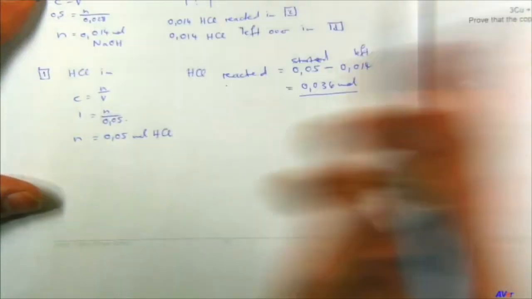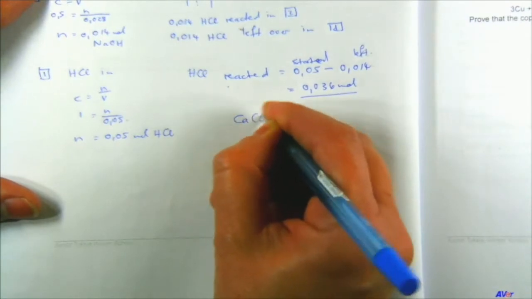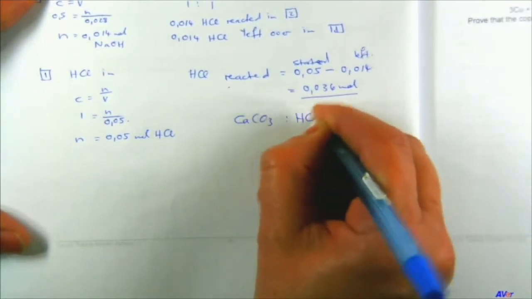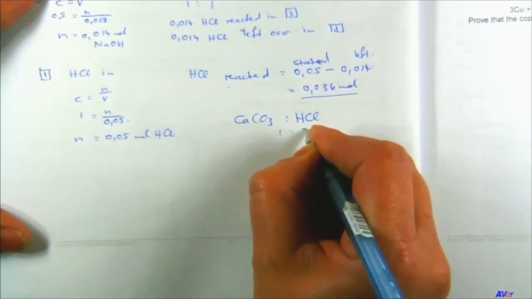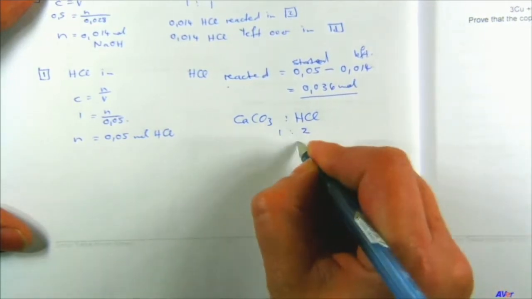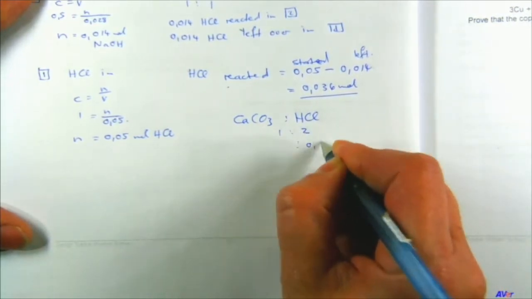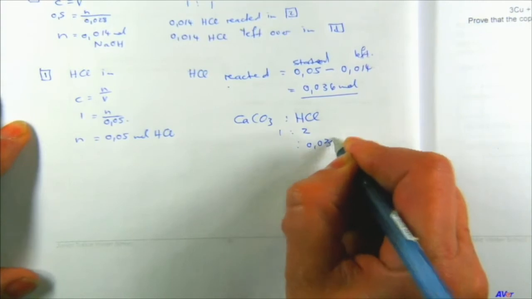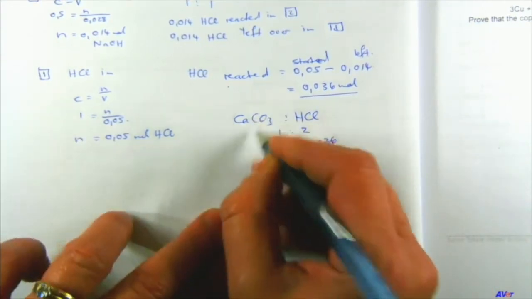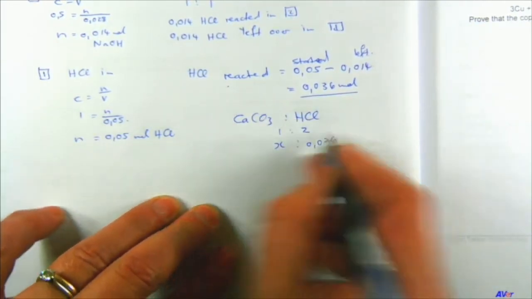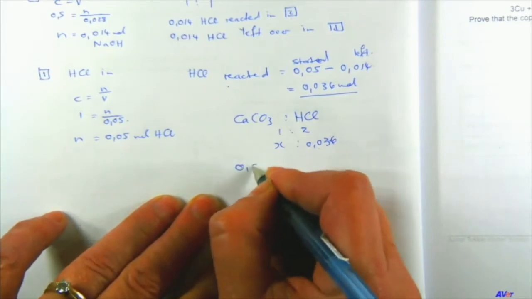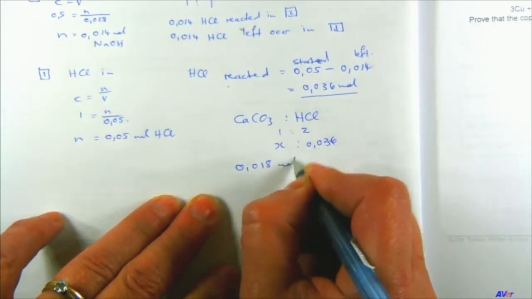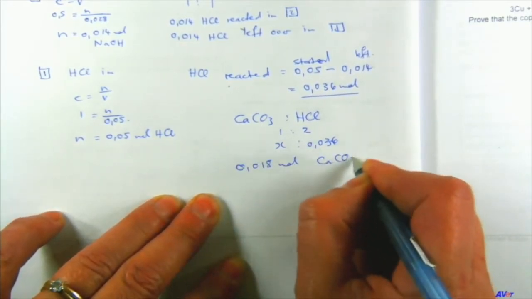We're saying, okay, so go from calcium carbonate to HCl, which is in the ratio 1 to 2. I now know of the HCl 0.036 moles reacted. So how many calcium carbonate reacted? Half of that, 0.018 moles of calcium carbonate reacted.